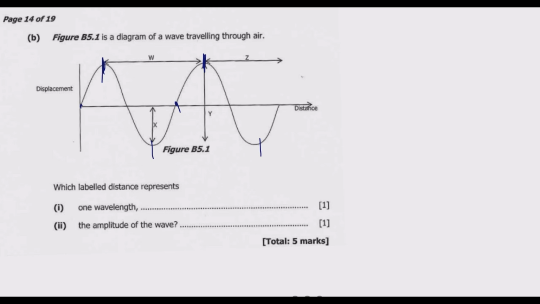So in this case, you know that from here to here is basically half, then complete half. So you see W. So W is the wavelength. Then amplitude is the highest distance, from the 0 to the highest point here. So in this case, what corresponds is here to here, which is X. So X is the amplitude of the wave. So basically this is how you get the 5 marks.